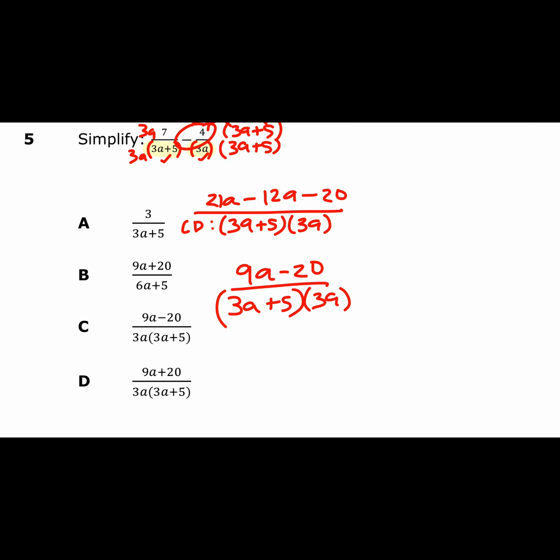And so if we look at our answer choices, we actually see that we have our numerator here and our denominator here as well. And so our answer is C.